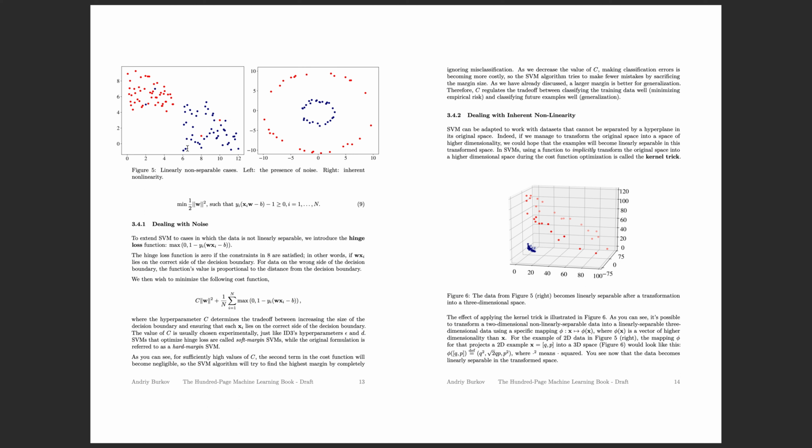The value of C is usually chosen experimentally, just like ID3's and all the other hyperparameters. SVMs that optimize, optimize simply means try to find the perfect value for hinge loss, are called soft margin SVMs, while the original form of hinge loss is called a hard margin SVM, which doesn't try to optimize or improve itself.